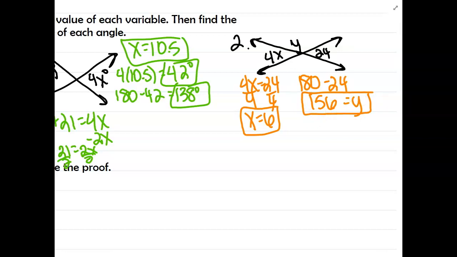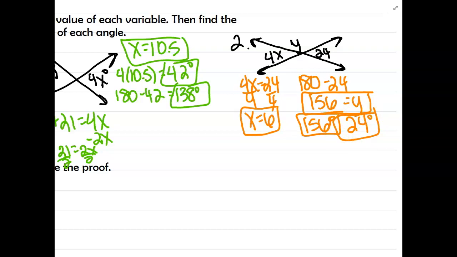Now, if I want to find the value of each angle, what are the big angles here? What do the big angles measure? What do these big angles measure? Somebody whispered it, I heard it. 156, right? Because that's what y equals. What do the other two angles measure? 24, right? Yeah, very good. Okay, questions on using the vertical angle theorem?